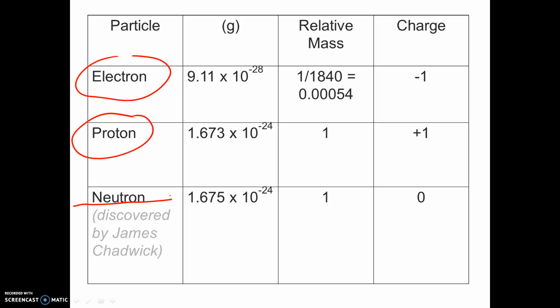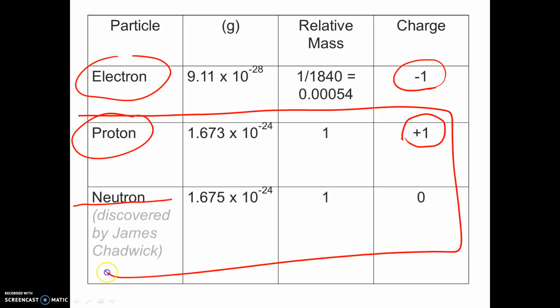Looking at the charges of things, we know the electrons are zipping around on the outside, and they have a -1 charge. They're negative. And the same number of protons exist as electrons to balance each other out. Protons are positively charged. The protons and the neutrons are the things that exist inside of the nucleus.